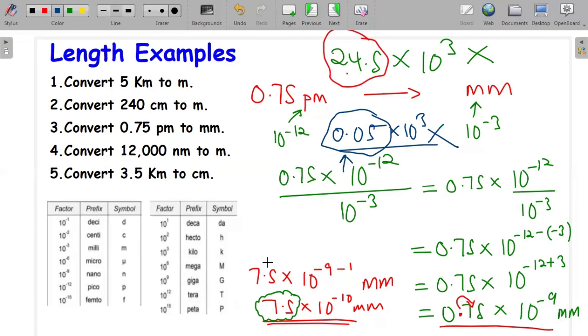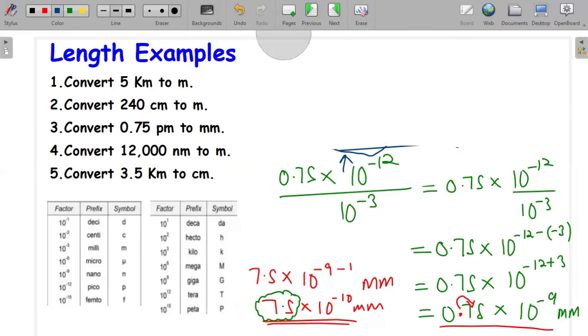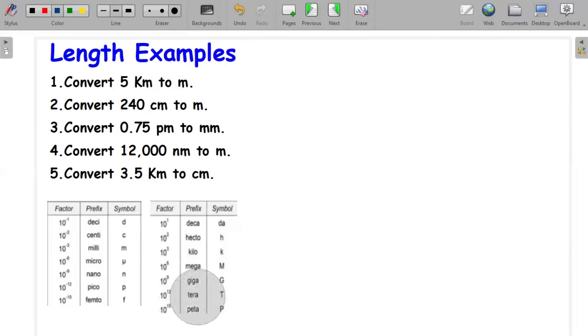Okay, so let's look at part 4. If you have any questions, just unmute yourself and then you can ask. So part 4, we have 12,000 nanometers, and we're converting this. Let's make it interesting. Here I wrote meters, but let's put centimeters there.